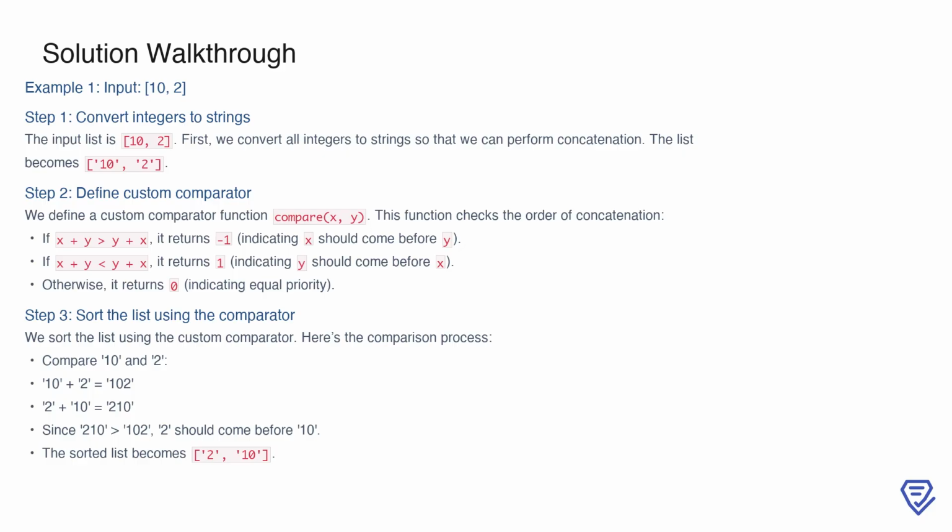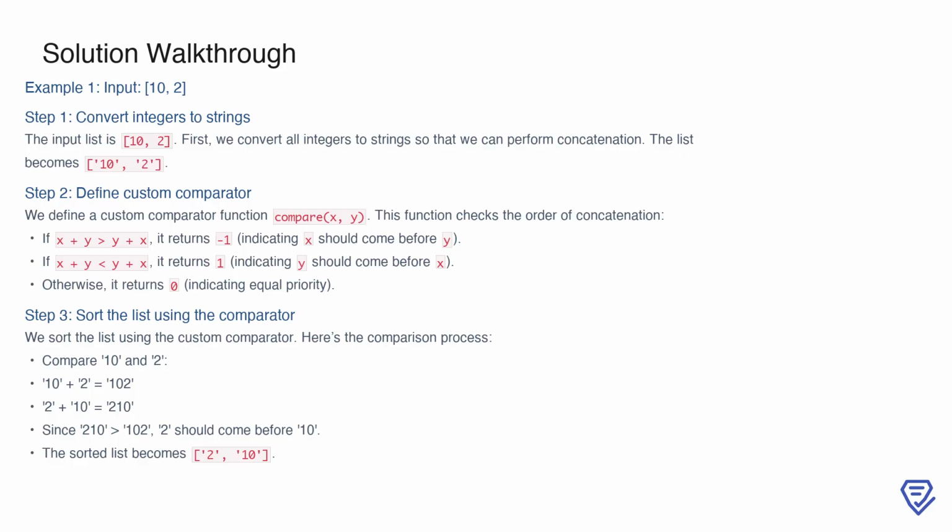Next, we define a custom comparator function called compare(x, y). This function will help us decide the order by comparing two strings based on their concatenated results. If x plus y is greater than y plus x, it means that placing x before y creates a larger number, so the function returns -1. Conversely, if x plus y is less than y plus x, it means that y should come first, so the function returns 1. If the two concatenations are equal, the function returns 0, indicating no preference.